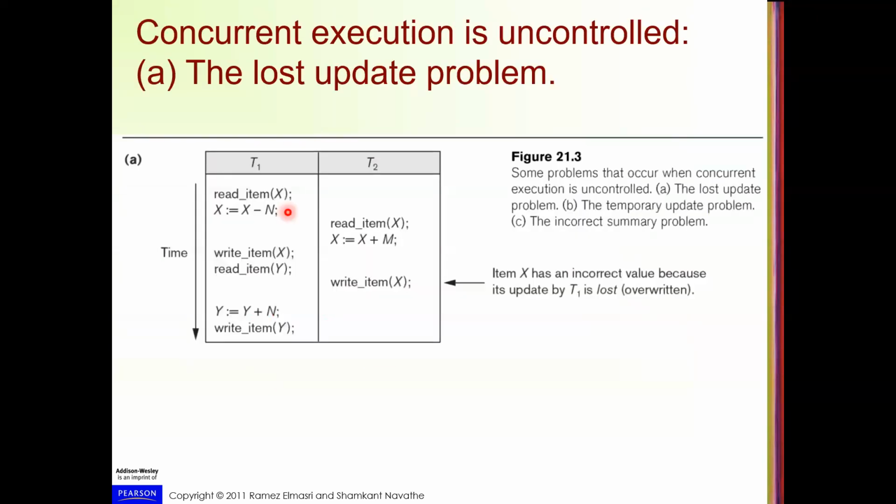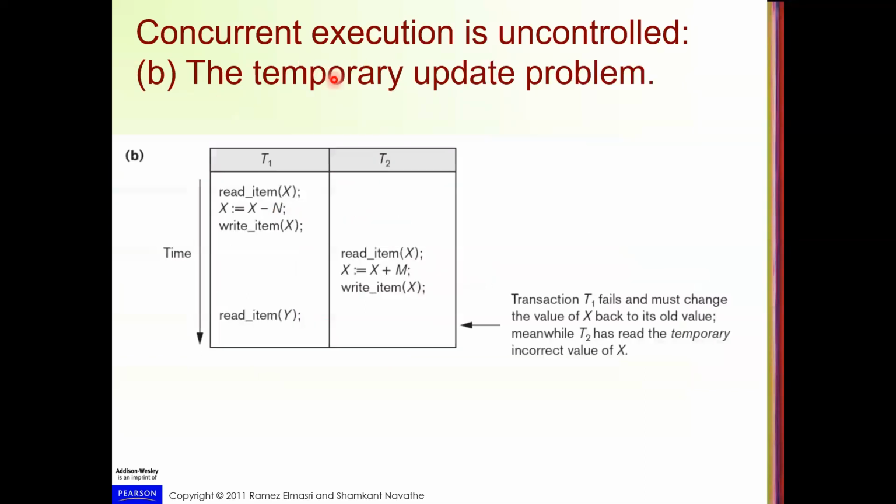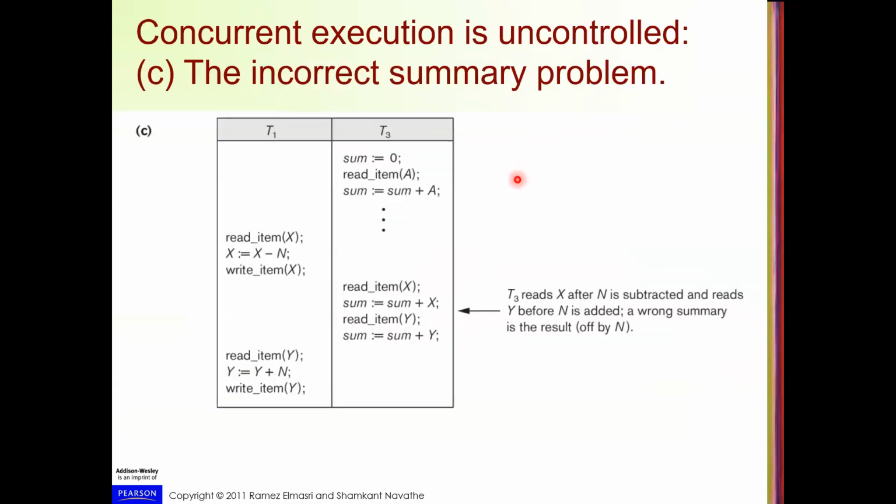Okay, we have an example for it. For example, we have transactions T1 and T2. T1 is reading X and making changes, X minus N. Before it wrote, T2 again, so this is the lost update. We don't want to discuss it again, we discussed it already.